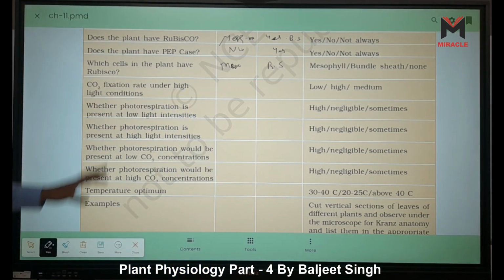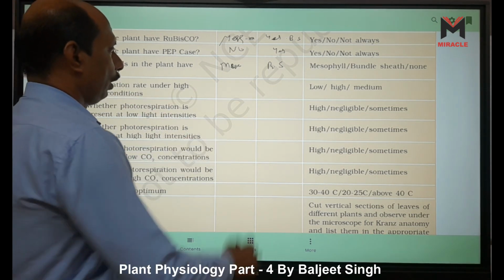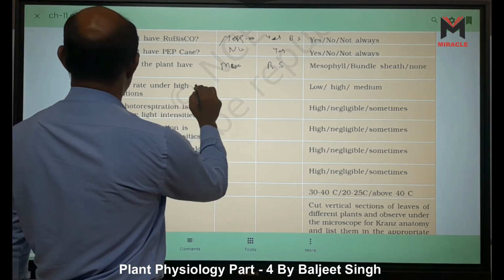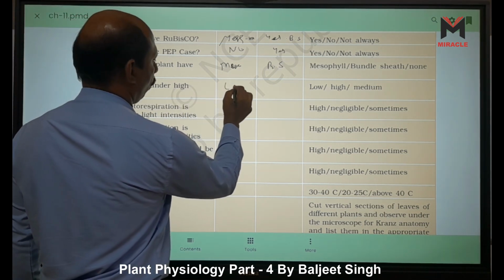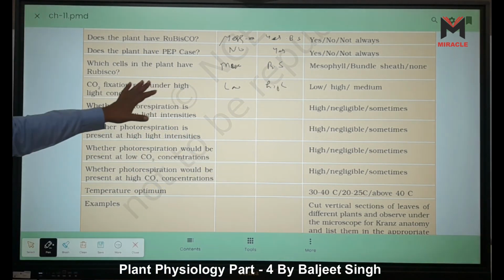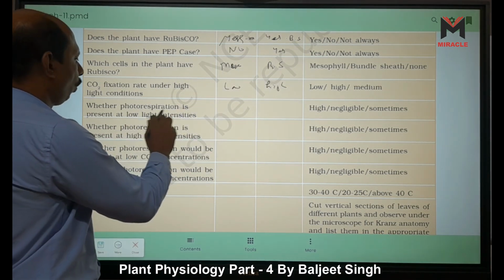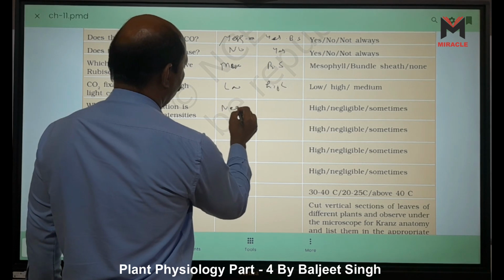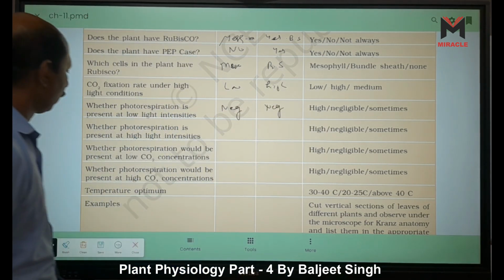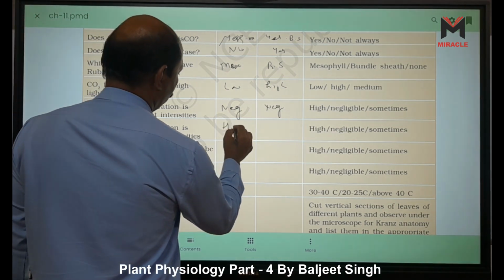CO2 fixation rate under high light conditions, right? Low, high or medium, it is given. High light condition means what? Low, and here it is high, right? Because in high light condition what happens? Here photorespiration occurs, right? Now whether photorespiration is present at low light intensity, negligible. Low light intensity means no. Here also it is absent. Photorespiration is totally absent. Whether photorespiration is present in high light intensity, yes, high, right?